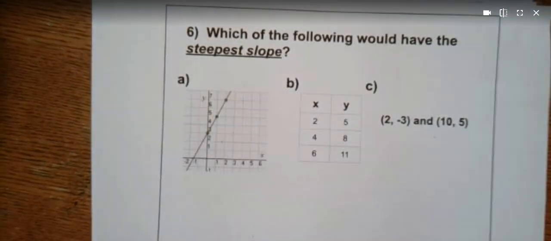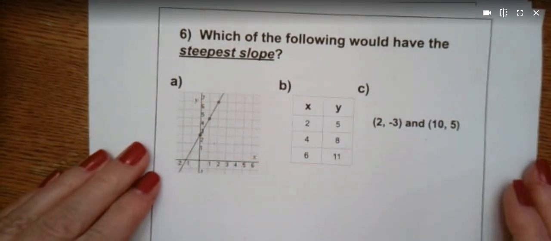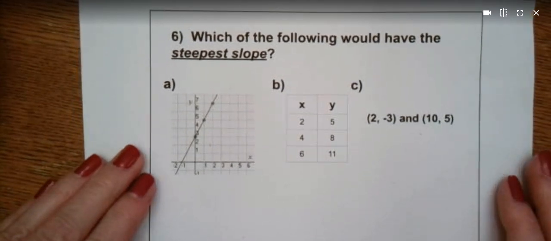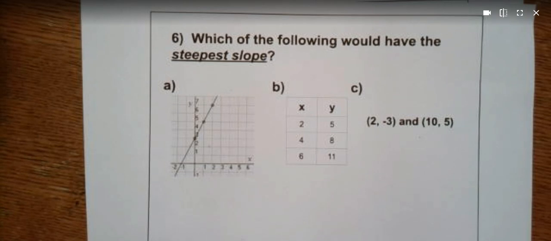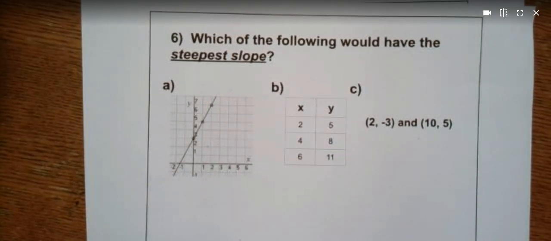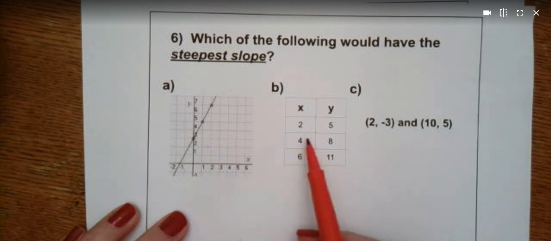All right, we are ready for number 6. On number 6, we're being asked which of the following would have the steepest slope. We've got a graph, a table, and a pair of points. Okay, so if each one of these makes a line, which one's going to have the steepest slope? Remember, the bigger the number, the steeper the slope. We know how to find the slope of each one of these types of situations.